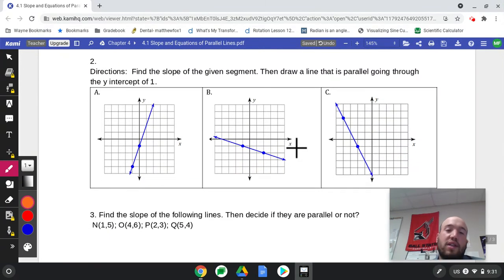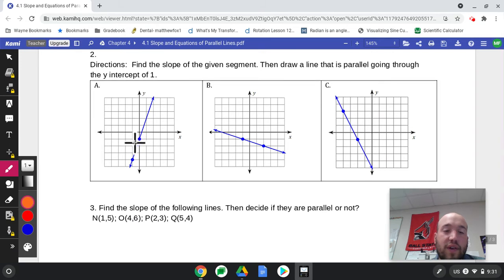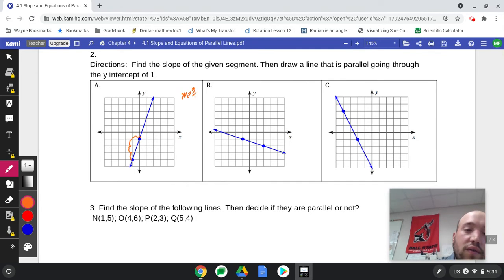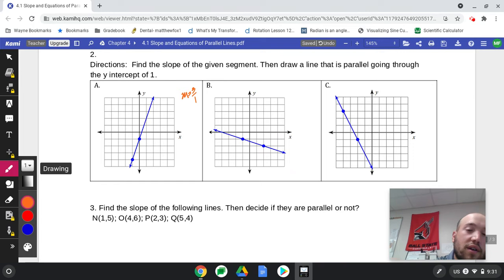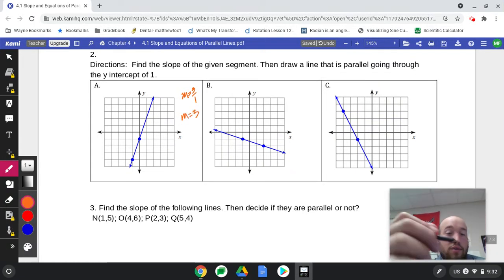So if we look here now at these, it is asking us to find the slope of the given segment. Then we draw a line that is parallel and goes to the y-intercept of 1. So the first step is find our slope, rise over run. Keep in mind it starts here, it goes up 1, 2, 3, and then it's over 1. So the slope equals 3 over 1. So it has to go through the point 1. Now, the slope is 3 over 1, or you can write the slope is 3. Either one of those is correct.